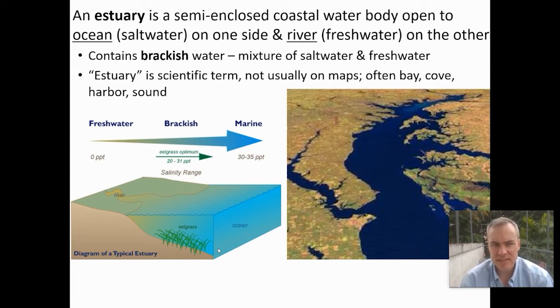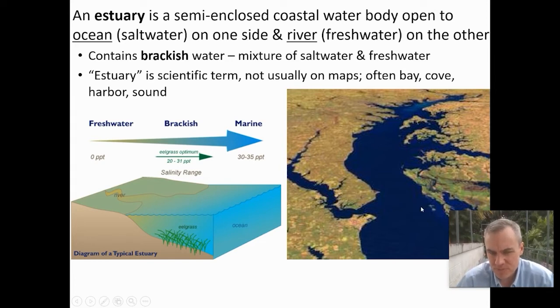So just to be clear, that's a scientific term, but we know estuaries from their more common terms on maps: bays, coves, harbor, sound, stuff like that. So the Chesapeake Bay is what's on the right there, and you can see Virginia has the James River, the Rappahannock River, the Tappahannock, all these different rivers, and Pennsylvania, the Susquehanna, et cetera, et cetera.